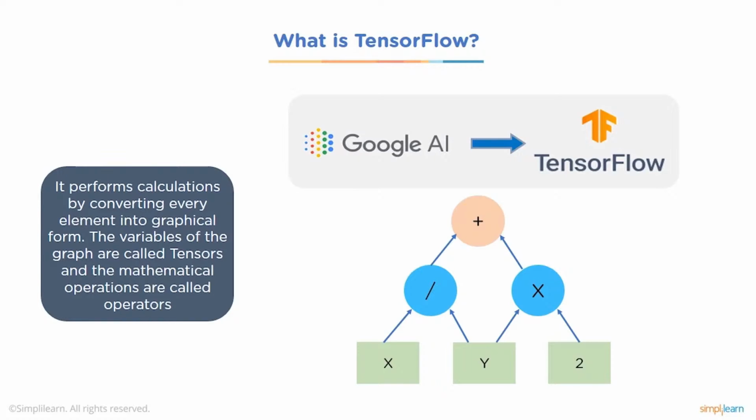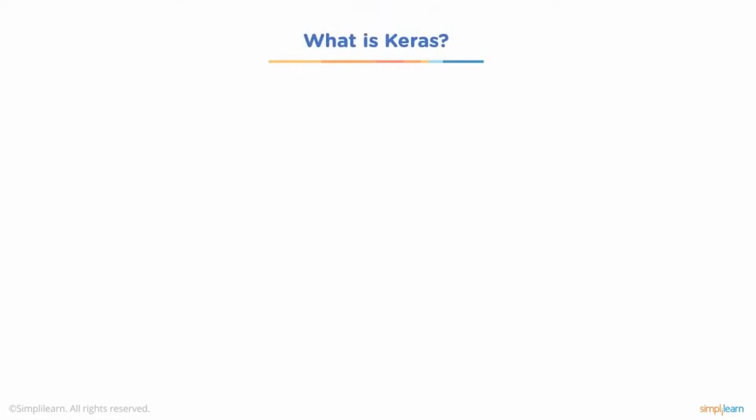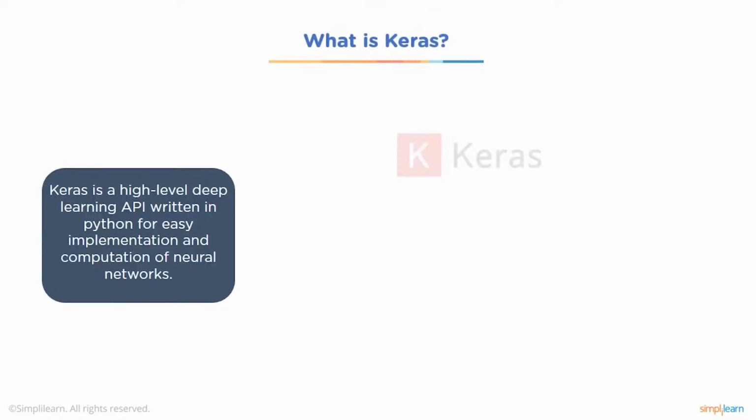I told you that x, y, and 2 are also called tensors. What exactly are tensors? Tensors are multidimensional arrays with a uniform type. All tensors are immutable like Python numbers and strings, which means that you cannot update the contents of a tensor. You can only create a new tensor. Next, let's look at the API Keras.